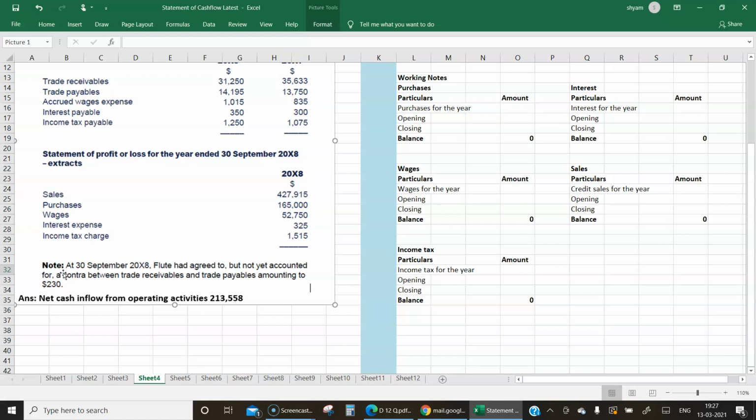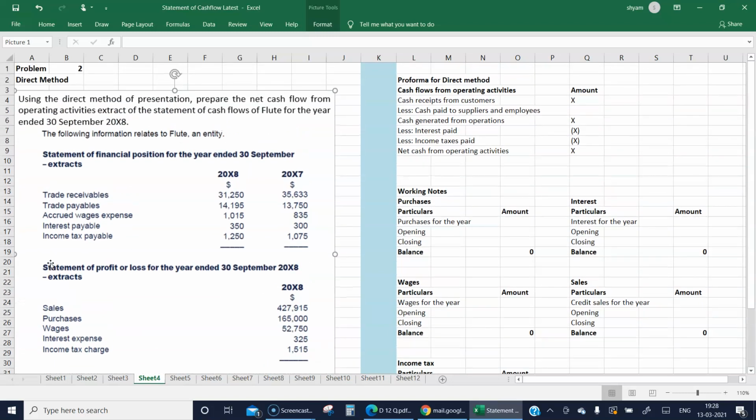They tell you, note, at 30th December 2018, Flute had agreed to but not yet accounted for a contra between trade receivable and payable amounting to 230. You don't need to worry too much about this. We don't need to discuss contra because it needs a little more explanation. Better, we'll ignore this and just do the sum, and we'll still get the answer. So we'll start.